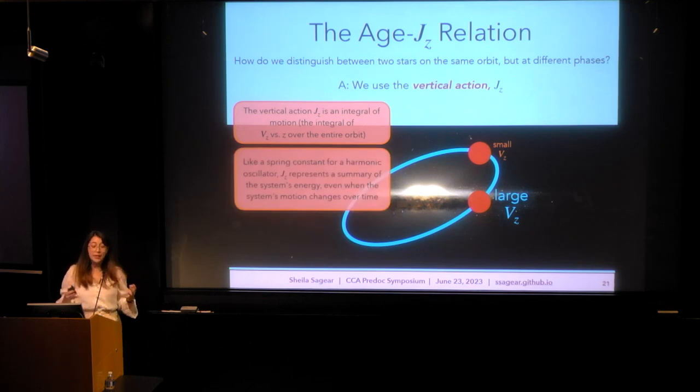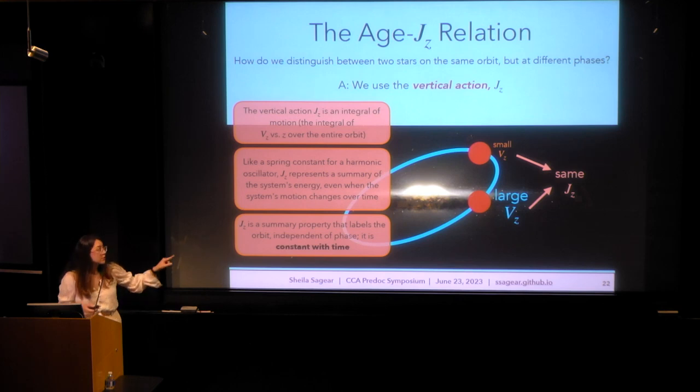I can describe it as akin to a spring constant for a harmonic oscillator. JZ represents a summary of the system's energy even when the system's motion, this star's orbiting the galaxy, changes over time. So just like how a mass on a spring would change velocity and position over time, but have the same spring constant, JZ would label this specific system by its energy, no matter which phase you're observing it during. So these two stars, even though they're on different phases of the same orbit, would have the same JZ.